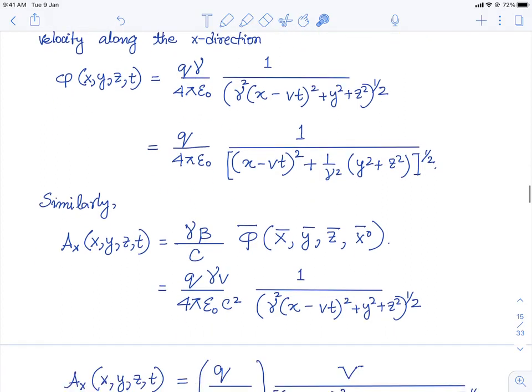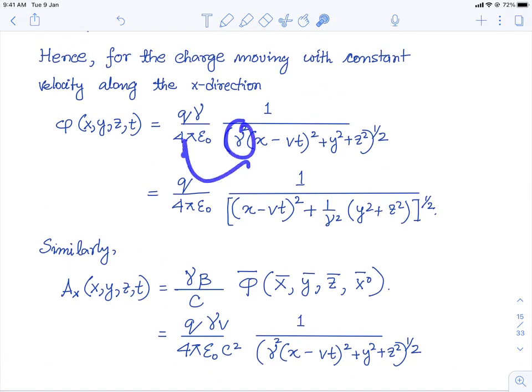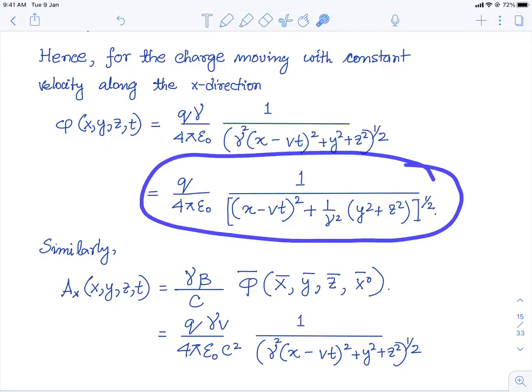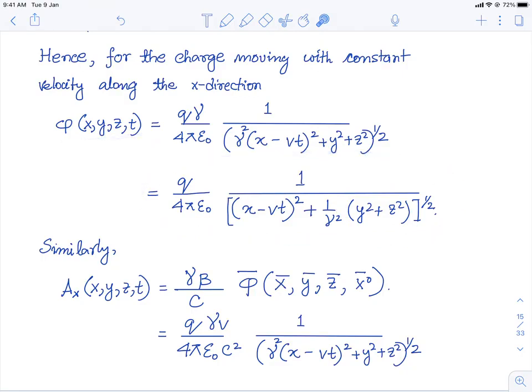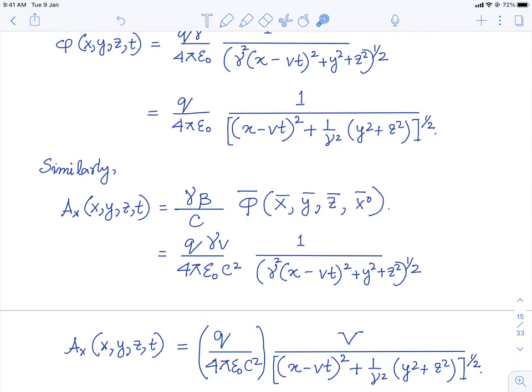So basically you can take this factor of gamma outside because there's a power of half here. Therefore, this gamma will cancel, and we are left with y square plus z square divided by gamma square here. This is the result for the potential in the frame where the charge is moving with a constant velocity along the x direction. That's just 2 steps to figure out. You remember we took so much pain while doing the moving charge analysis. It was way more complicated, but it is much easier to do it this way.